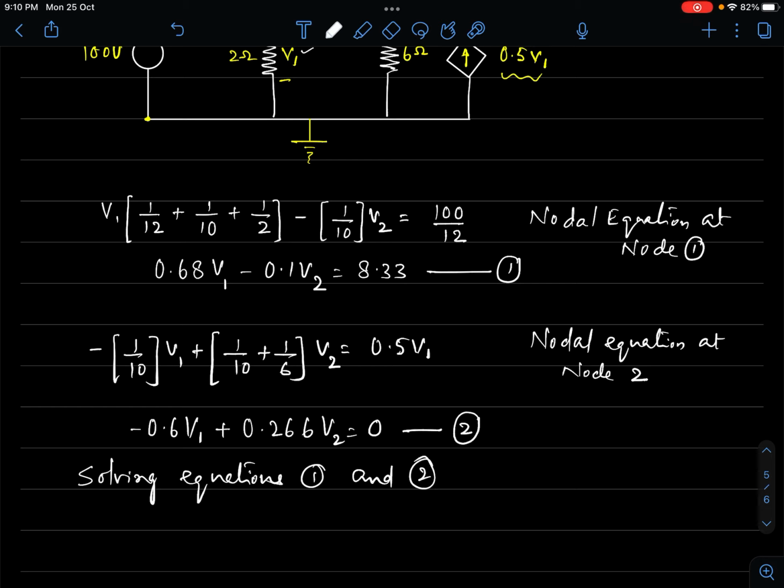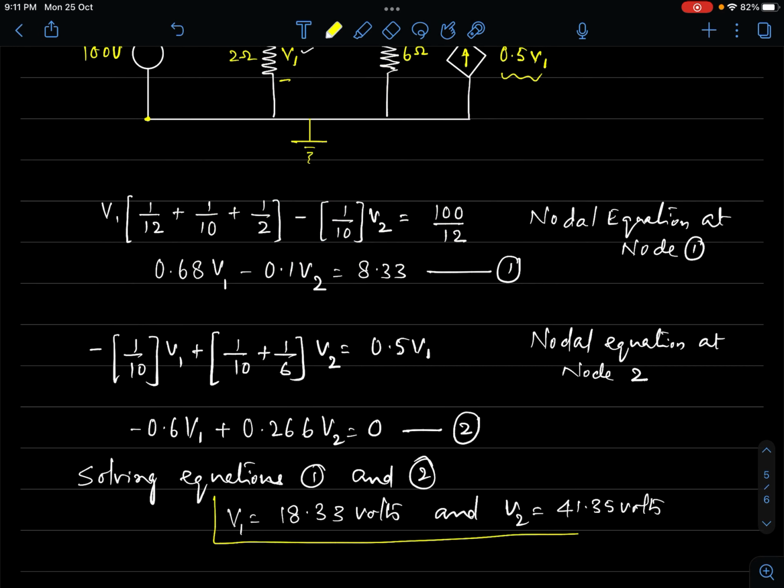So solving equations 1 and 2, you will get V1 to be equal to 18.33 volts and V2 equal to 41.35 volts. So these are the results that we are able to get. Two equations and two unknowns. We should be able to get it.